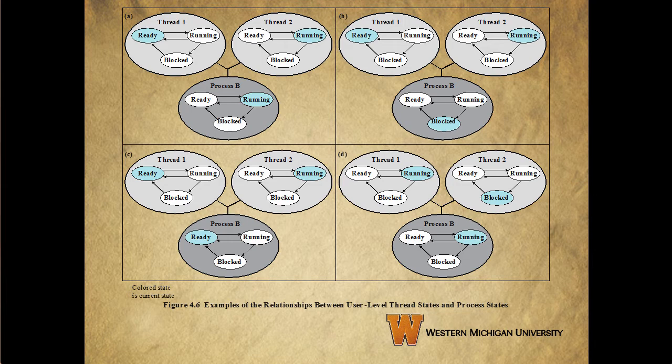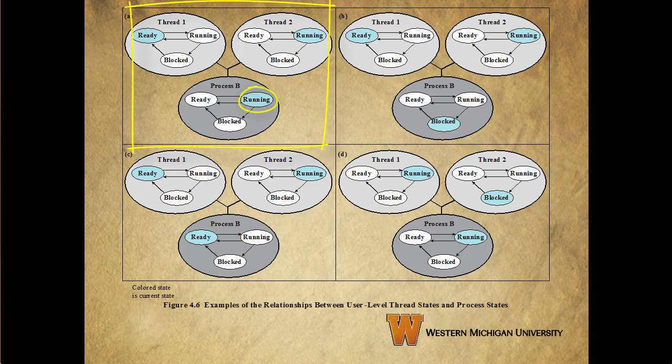In all 4 of these diagrams, the large ovals represent the process and threads contained within that process. The dark gray indicates a process, the light gray indicates the threads. For each process and each thread, we have a simplified 3-state process diagram. The state shown in blue is the state that the thread or process is currently in. Our first scenario is very straightforward.